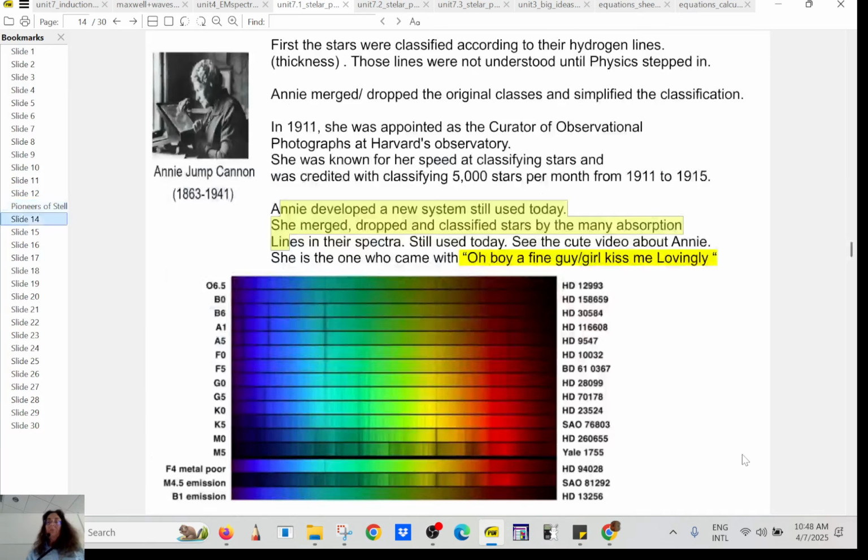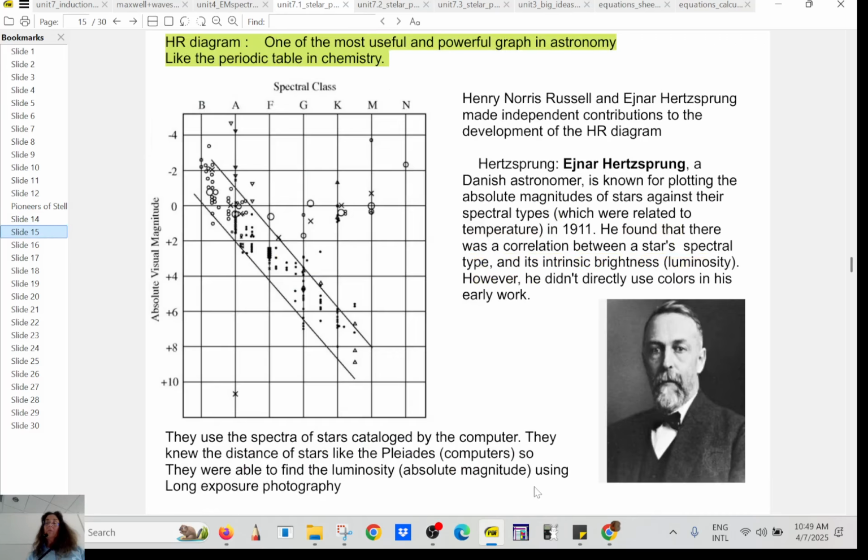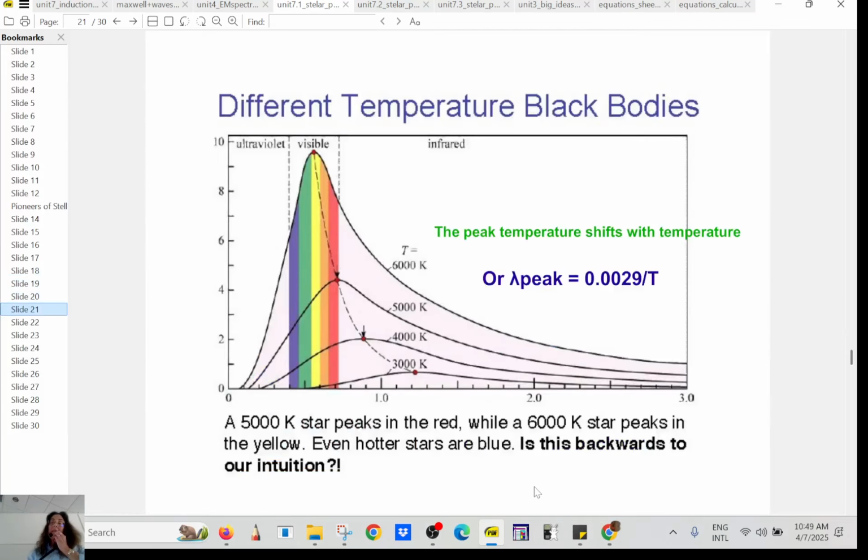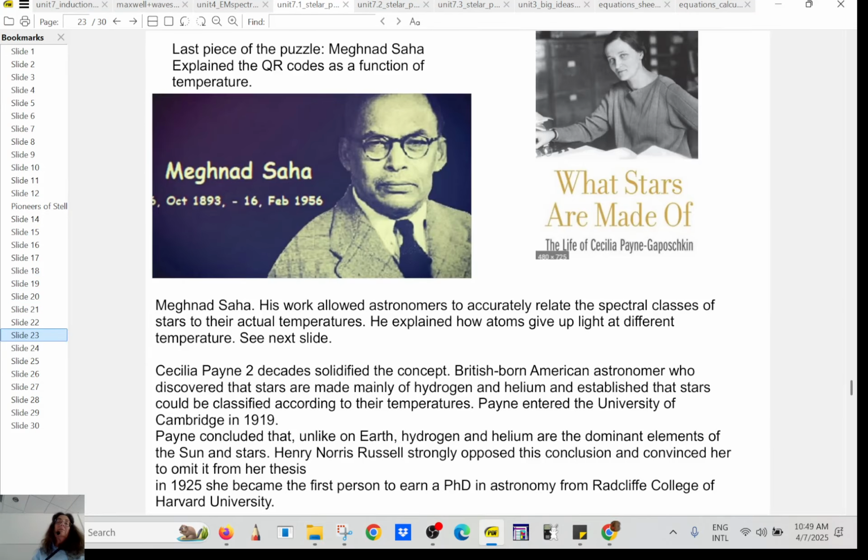But still, it was not fully understood what was going on. Why does a hot star have this kind of QR code and a red star have that kind of QR code? And the explanation came from a genius, Saha, Meghnad Saha. I don't know if I say it right. He was a Bengali physicist, astrophysicist.